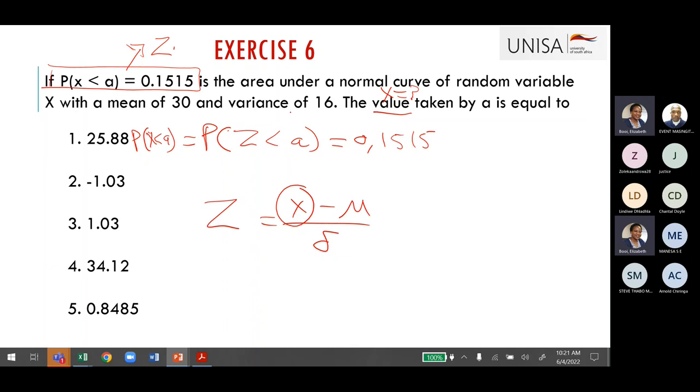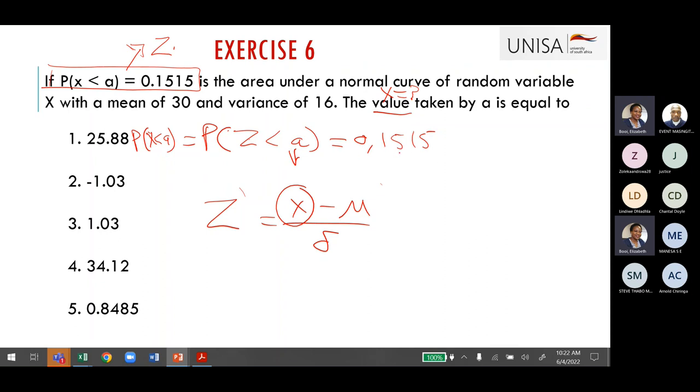When I go to the table, I'm using Z, not X. I use the Z. And I know that to find the value of A, I use this formula. This formula finds me the value of A. That's all I know for now. So since I know that A gives me this, therefore I need to find what this A value is that gives me this 0.18.